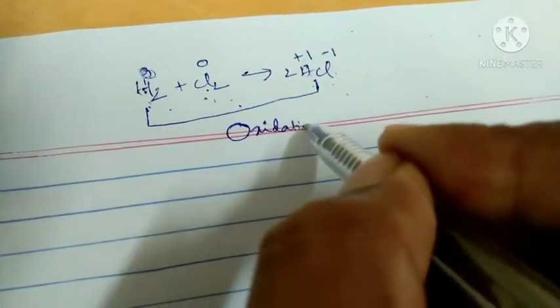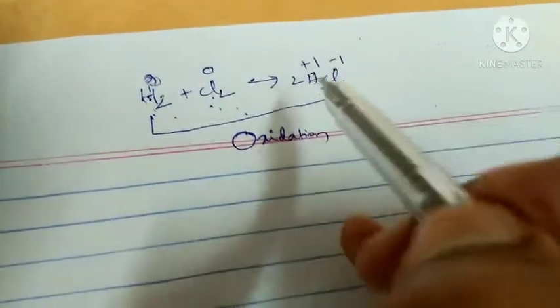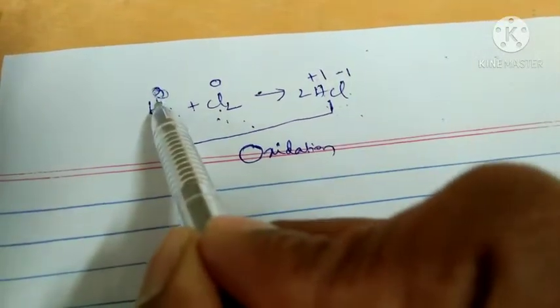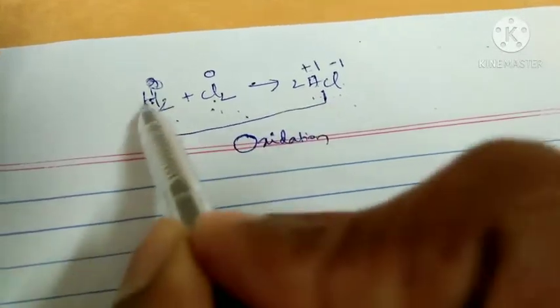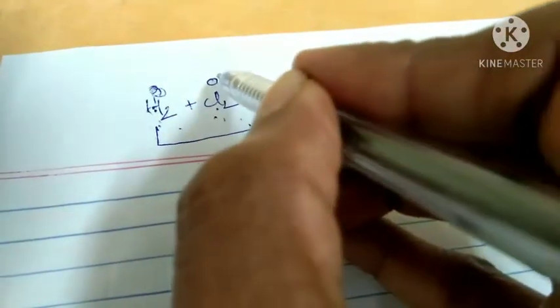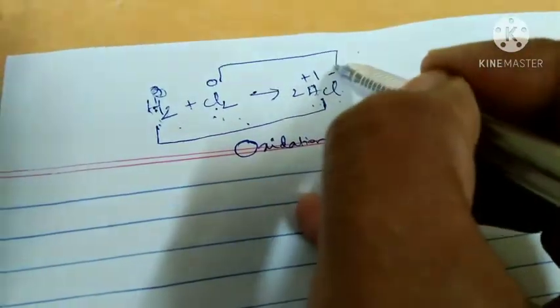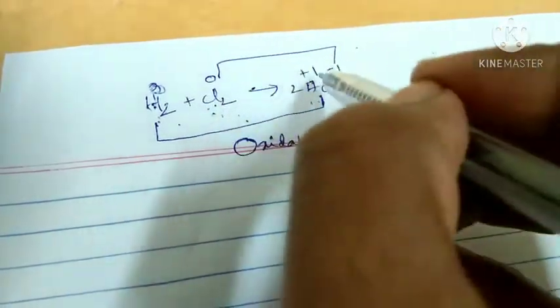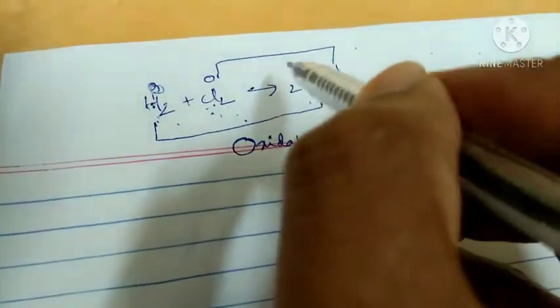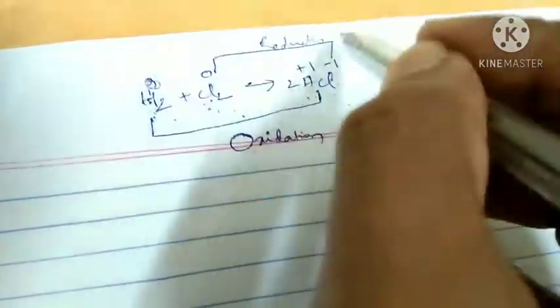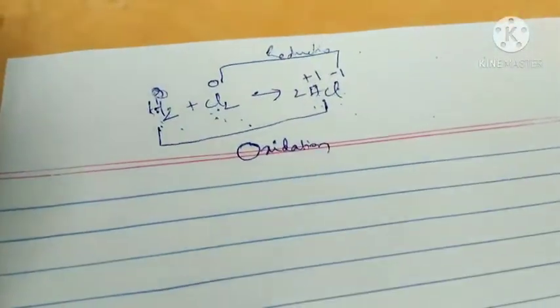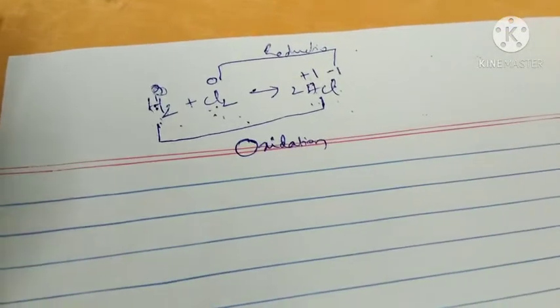Oxidation, because that is one of the definitions: if oxidation state increases, that is called oxidation. If oxidation state decreases, for example from 0 to minus 1, that is reduction, because that is one of the definitions for reduction. Decreasing oxidation state is called what? Reduction.